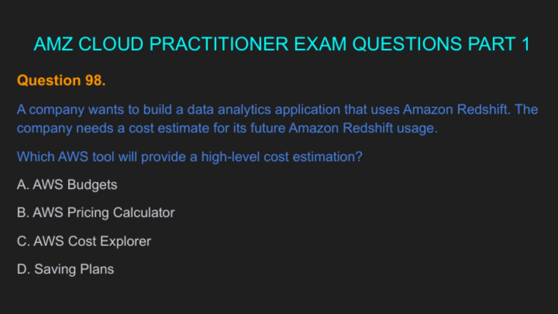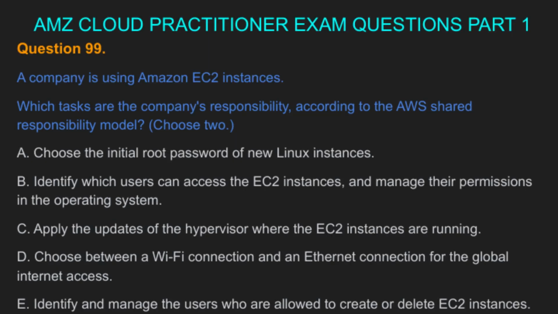Question 98. A company wants to build a data analytics application that uses Amazon Redshift. The company needs a cost estimate for its future Amazon Redshift usage. Which AWS tool will provide a high-level cost estimation? A. AWS Budgets. B. AWS Pricing Calculator. C. AWS Cost Explorer. D. Savings Plans. The answer is B. AWS Pricing Calculator.